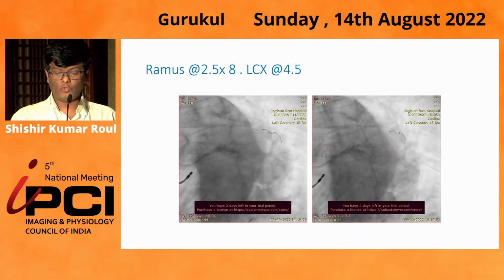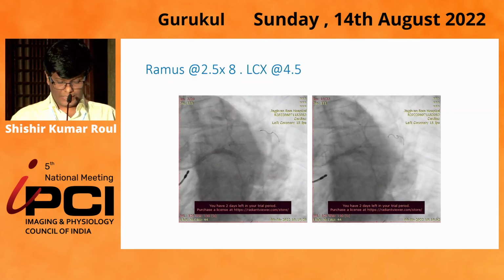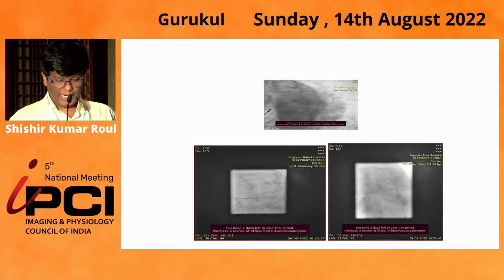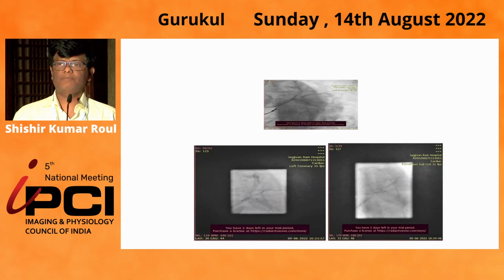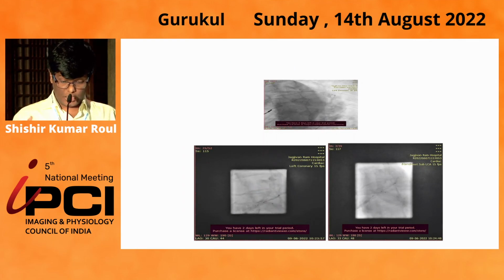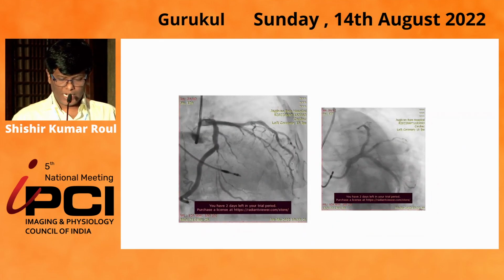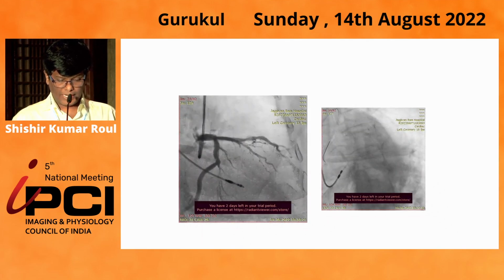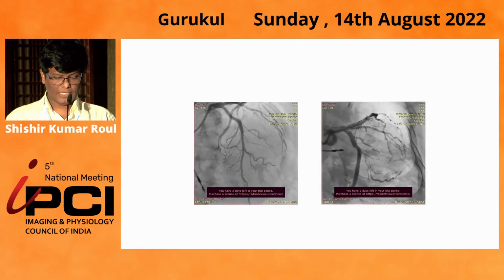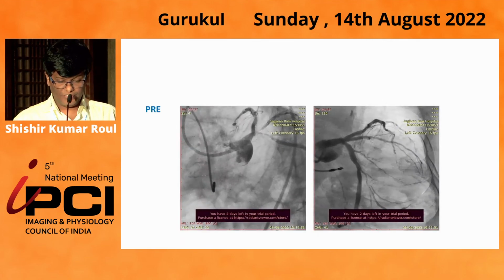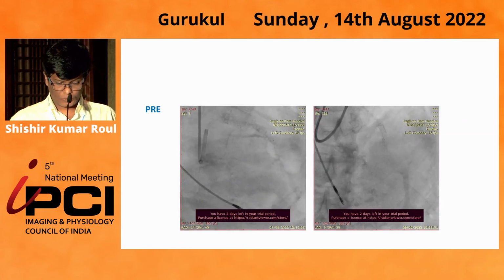So I went ahead with a 2.5 by 12 stent in the form of the TAP technique. I did the TAP now, and you can see the exact placement at the ostium of the Ramus in the form of the BOSS technique, that is balloon occlusion sidewise stenting. You can see, and finally I came out. I got a good result, and you can see the LAD is flowing well, the circumflex is flowing well, and it was now looking healthy and good to me.